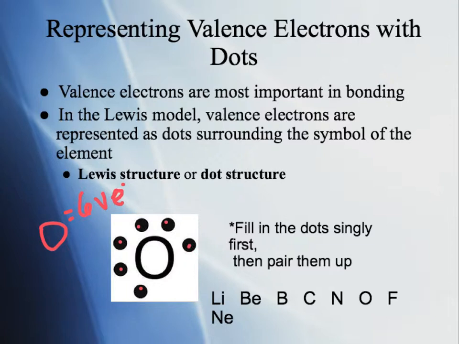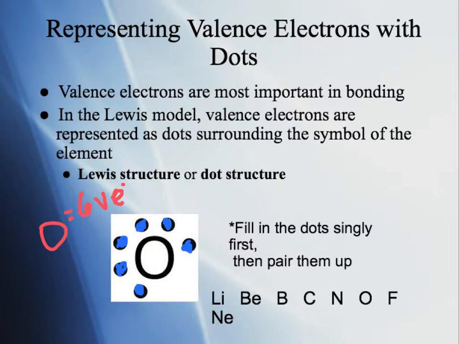When we do the Lewis dot structure for an atom, what we always do is fill the dots in singly first, one on each side, and then pair them up. So, for example, in this oxygen atom, we would do 1 dot, 2, 3, 4, and then with the last 2, we would pair them up on each side, 5, 6.